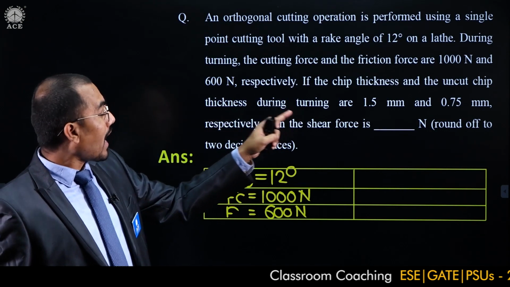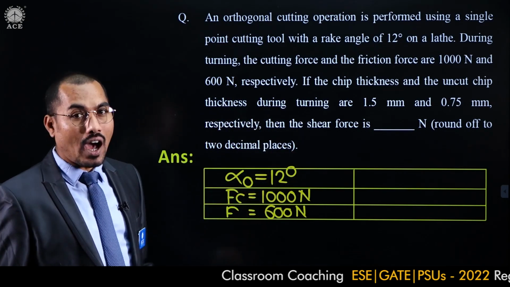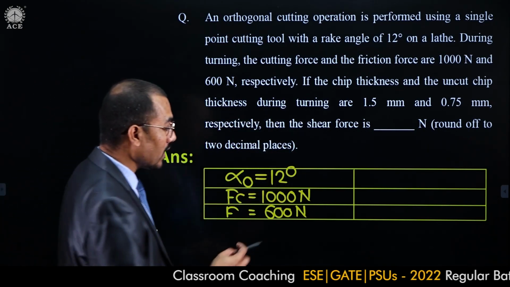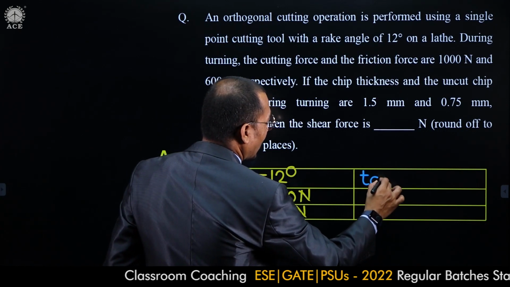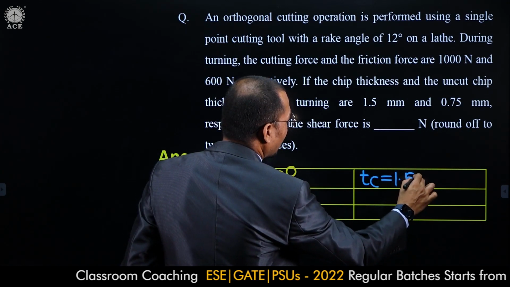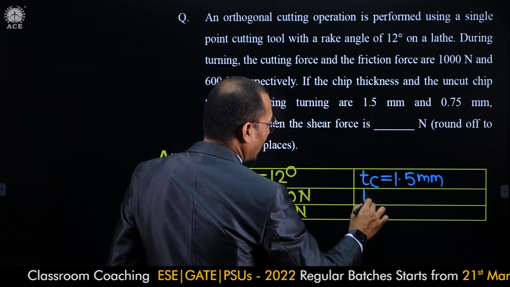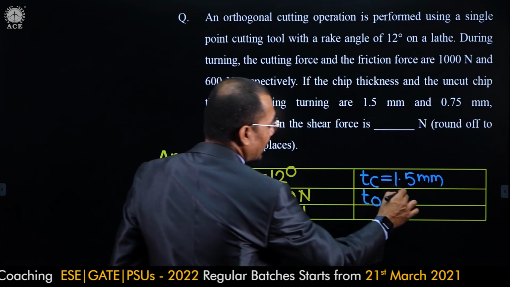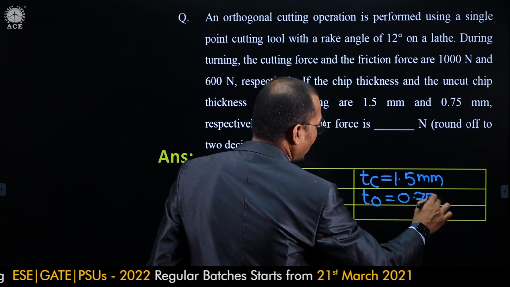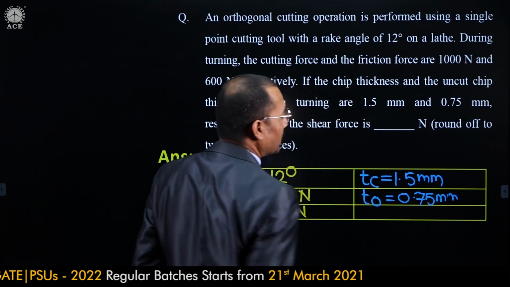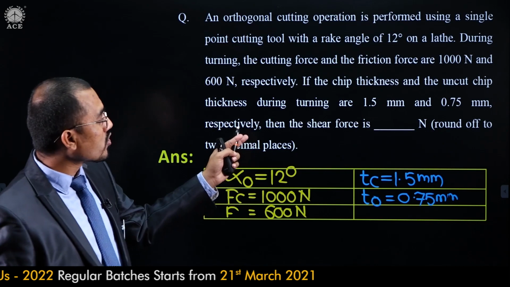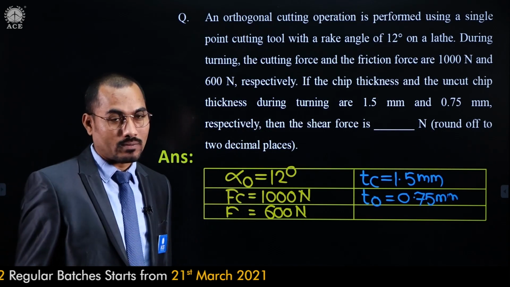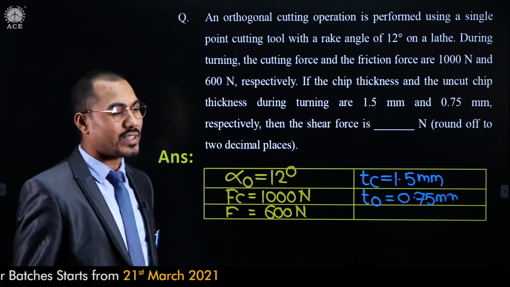The chip thickness and the uncut chip thickness during the turning are directly given. So, chip thickness Tc is exactly equal to 1.5 millimeter, and the original thickness of chip or uncut chip thickness T naught is exactly equal to 0.75 millimeter. Then the shear force is asked in Newton, rounded up to 2 decimal places.